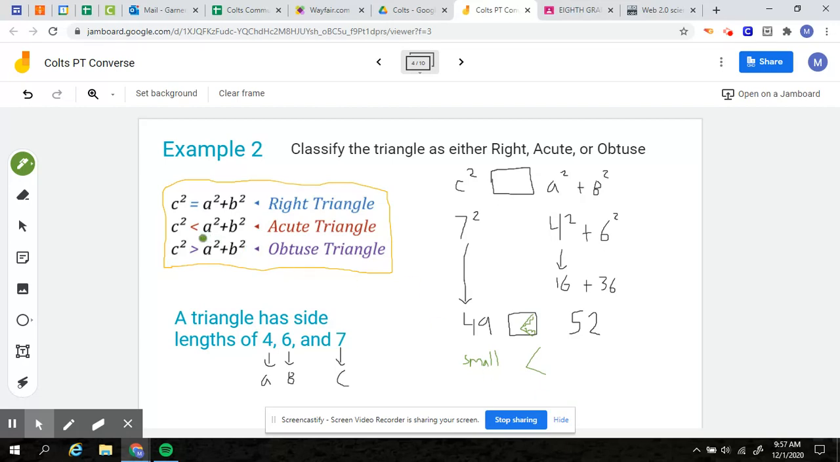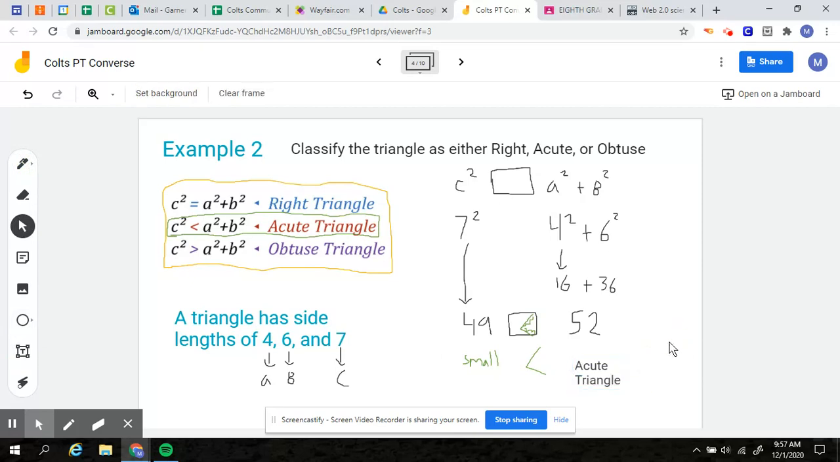So if we look in our table, we see that that corresponds to this middle row. C squared is less than A squared plus B squared. So that means we have an acute triangle. So my final answer is that this is an acute triangle.